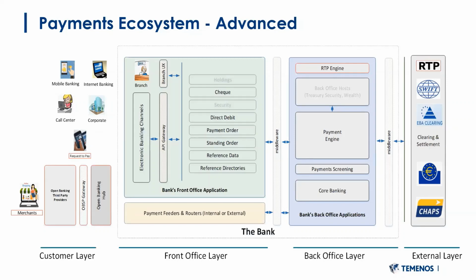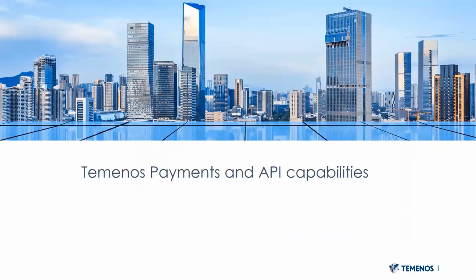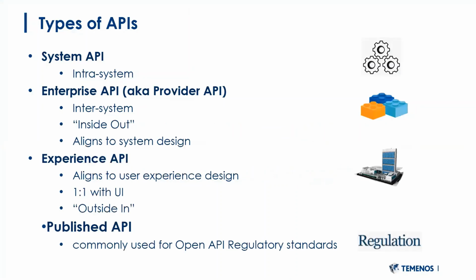I would like to then go to the last session, where we talk about Temenos Payments and its API capabilities. First, let's look at the different types of APIs in Temenos terms. First, we have system APIs. These are purely internal to the system. They are used to exchange data between different subsystems within the same system.